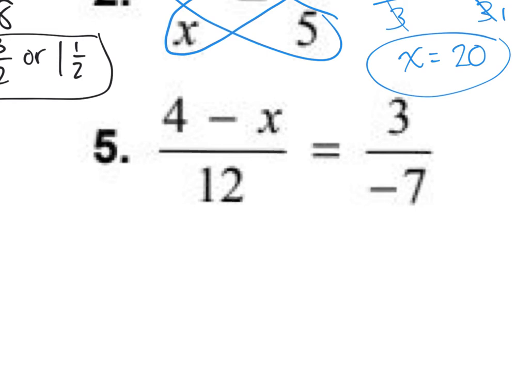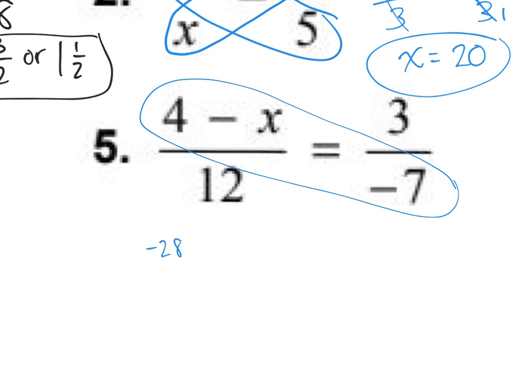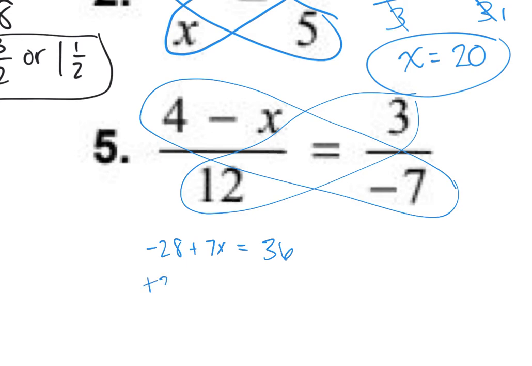So we're going to cross multiply here as well. We're going to get negative 7 times 4 minus x. I'm going to do it in one step. This would be negative 28 plus 7x equals, and then we multiply the 3 and the 12, and we get 36 on this side. Okay? We would add 28 to both sides.